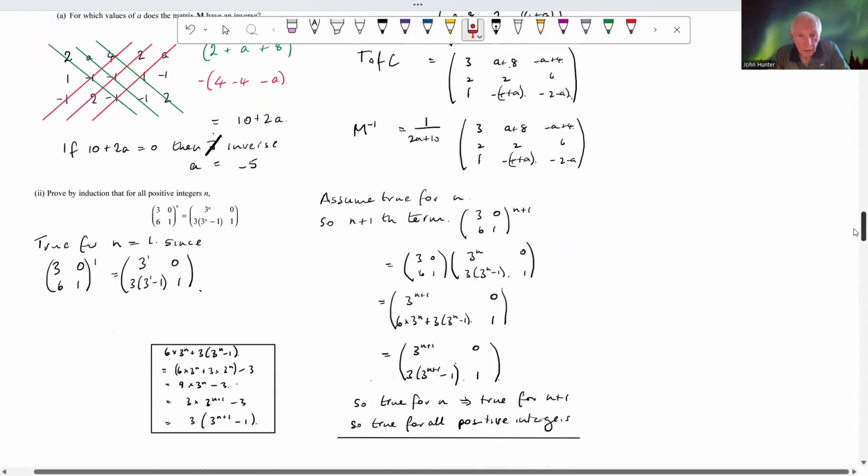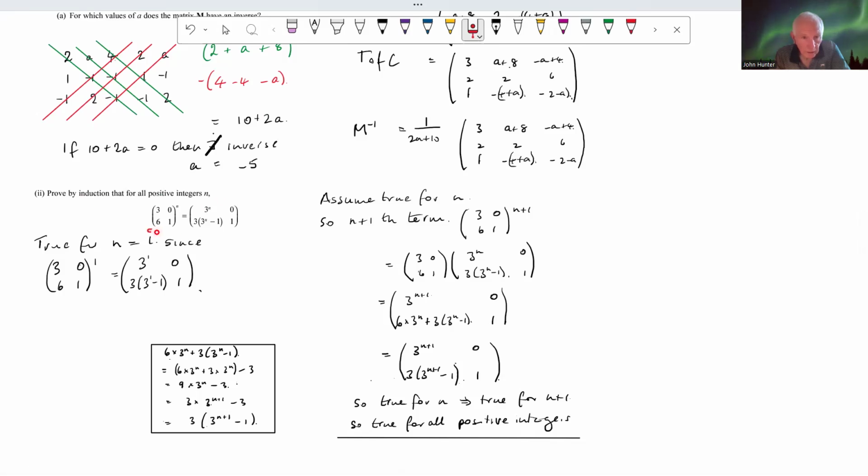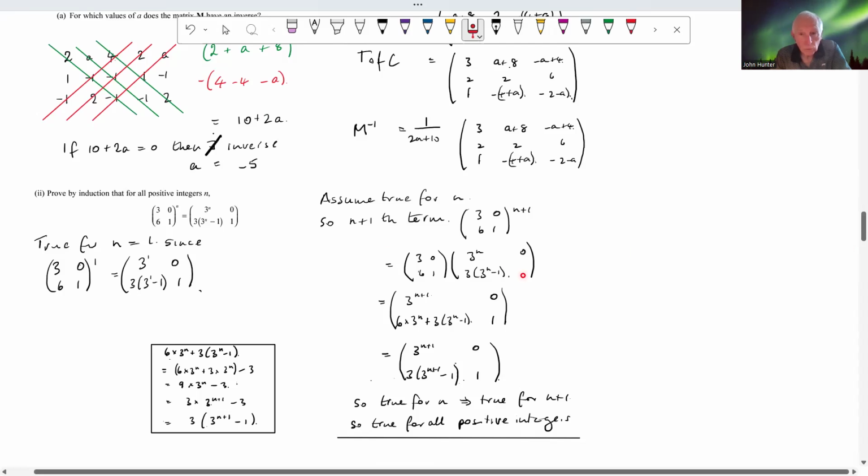So just roll down to this proof by induction. Prove by induction that for all positive integers n, this statement is true. Right, so our first step is to establish whether this is true for n equals 1, and I think we can see by inspection that that is equal to that. So that's this matrix with 1 substituted in. So this is indeed 6, and 3 minus 1 is obviously 2, 3 times 2. So it is true for n equals 1.